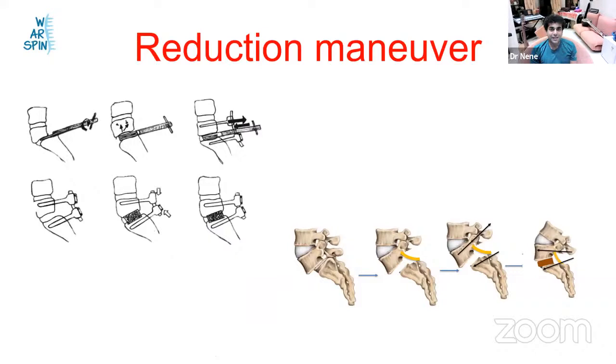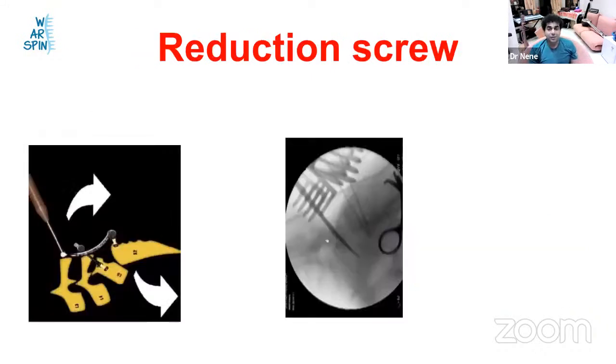So after passing the L5 is the reduction maneuver, which by now has done itself in. If you've done all these steps stepwise, there's nothing to be done actually, because you've released everything. So now the question is pulling back and distracting. How to plan that? The one simple way is what we do: passing a reduction screw, which is a long threaded screw. So this screw is the S1 screw sitting way posterior or way superior. And this one goes way deep inside.